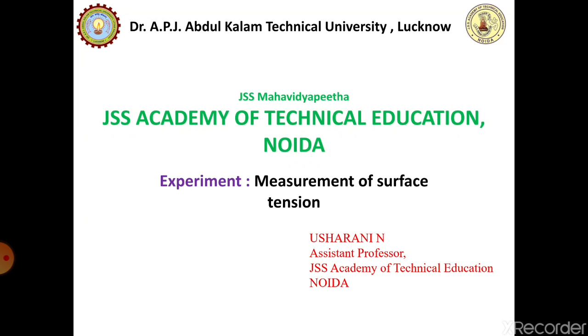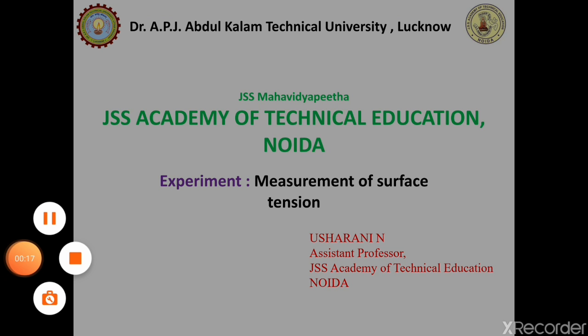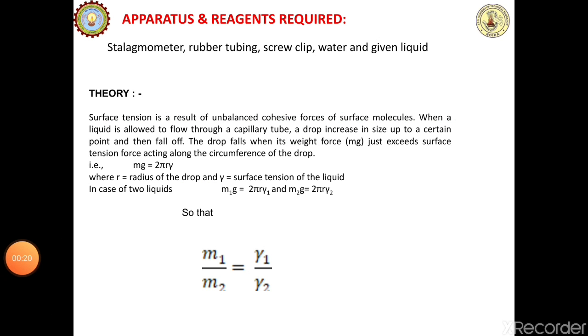Today I am telling about the experiment, that is measurement of surface tension using stalagmometer. Surface tension is the tendency of liquid surfaces to shrink into the minimum surface area possible at liquid or air interfaces. Surface tension results from the greater attraction of liquid molecules to each other than to the molecules in the air.